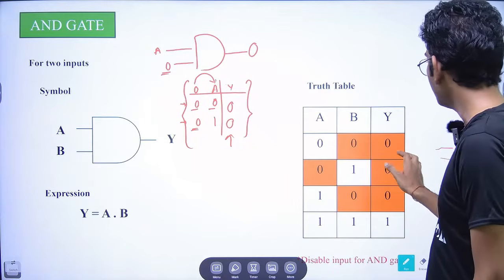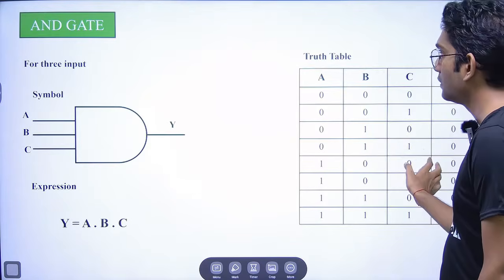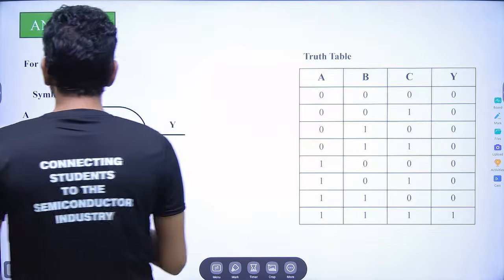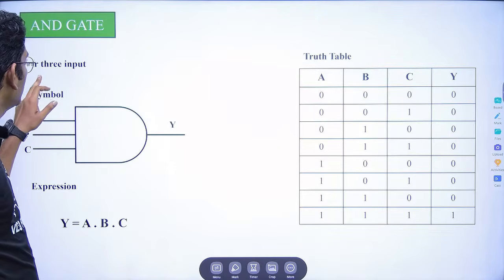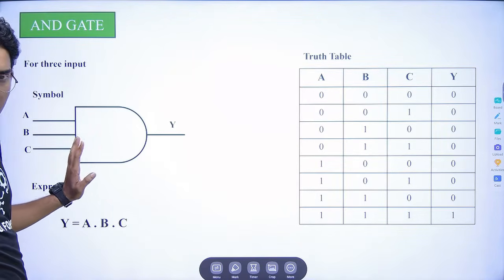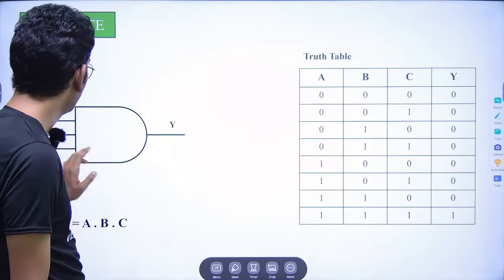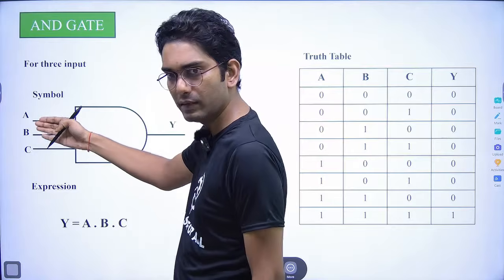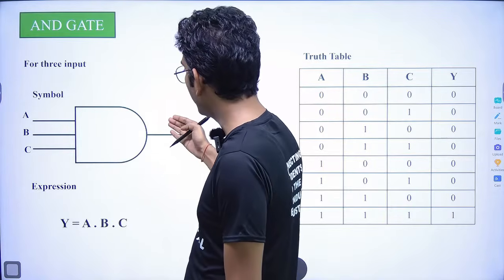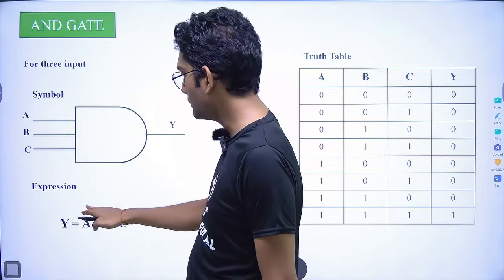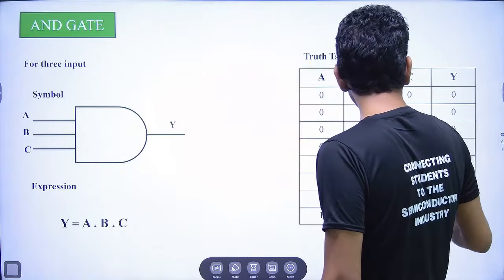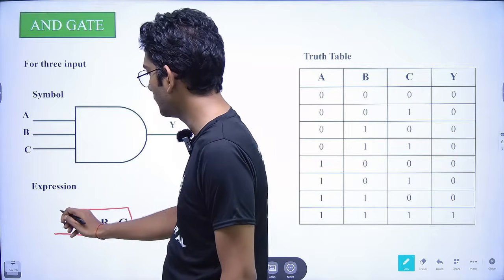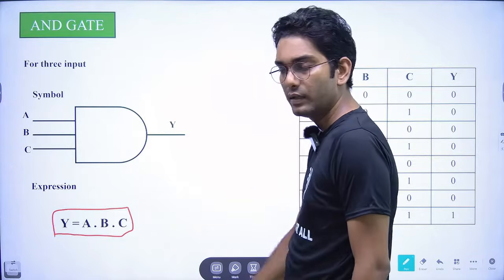Now next, coming to the 3 input AND gate. So here in this case, a 3 input AND gate is available. The symbol remains the same. Here three inputs are given, A, B, and C, and we are getting the output Y. Now the expression will become Y equals A dot B dot C. This is the final expression of the three input AND gate.